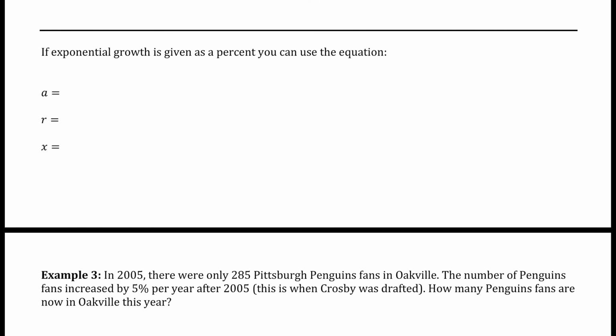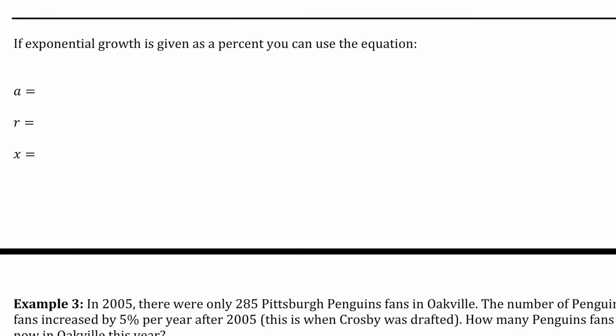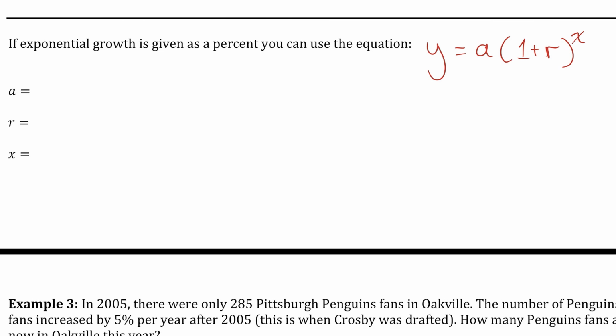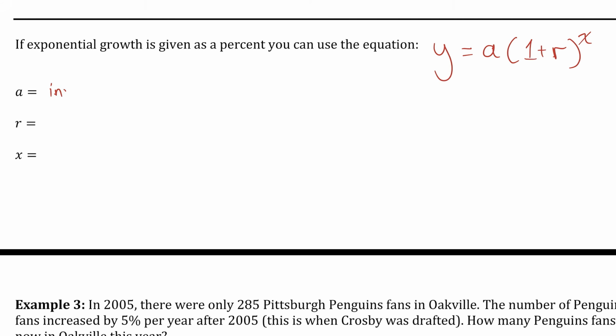Not all exponential growth questions are given to you where the growth factor is an integer value, like doubling or tripling or quadrupling. Sometimes the growth is given to you as a percentage. So when that happens, we could use an equation of this format. Y equals A times 1 plus the rate of increase times X. So we just change that B, that growth factor, to 1 plus the rate of increase. So A is still the initial amount, R is the rate of increase, and we always use the decimal value of the percentage, and X is the number of growth periods.